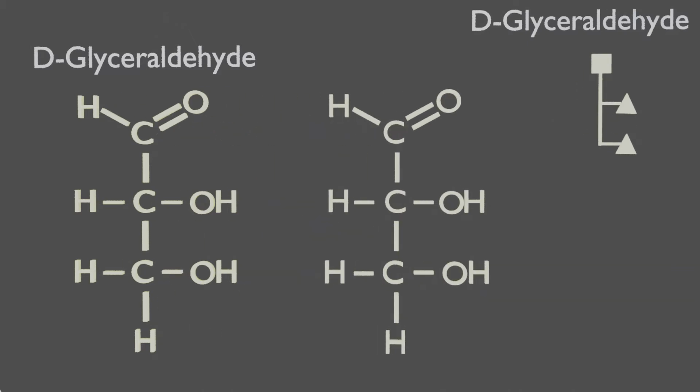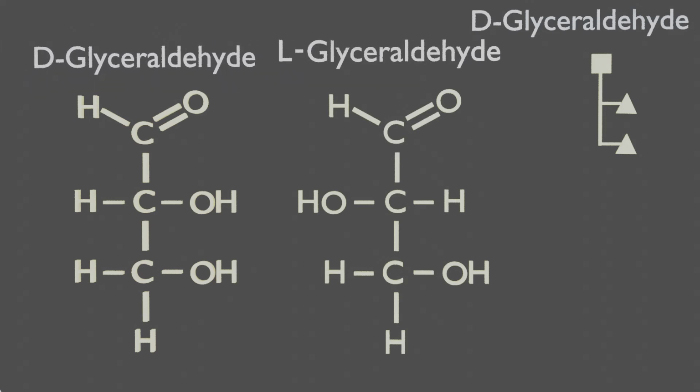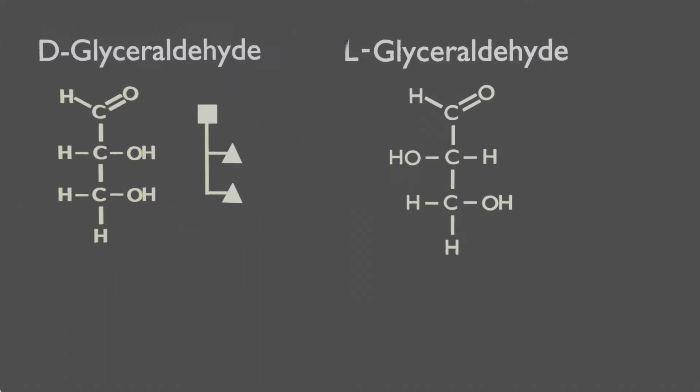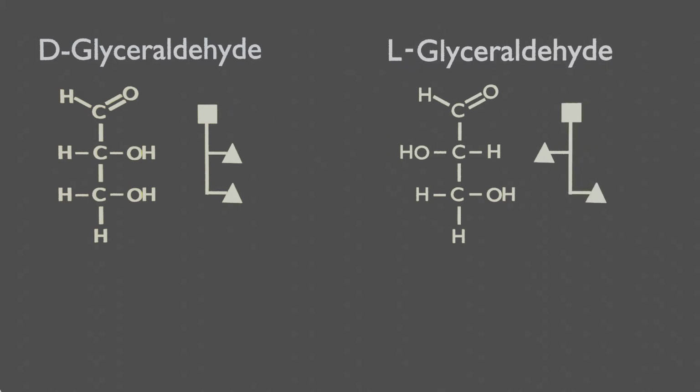In this case, these distinct compounds are called D-Glyceraldehyde and L-Glyceraldehyde. They are called stereoisomers, a special kind of isomerism. A later video will deal with the different types of isomers. In the polygonal model, we place the bond on the right in D-glyceraldehyde and on the left in L-glyceraldehyde.